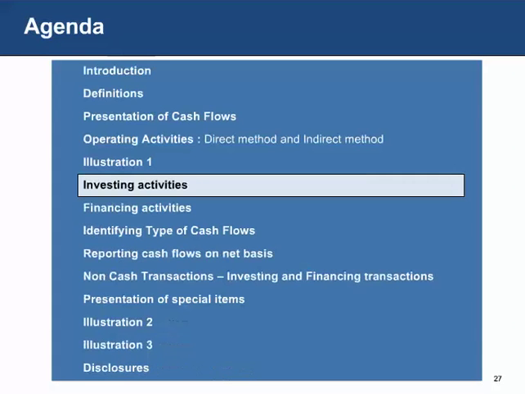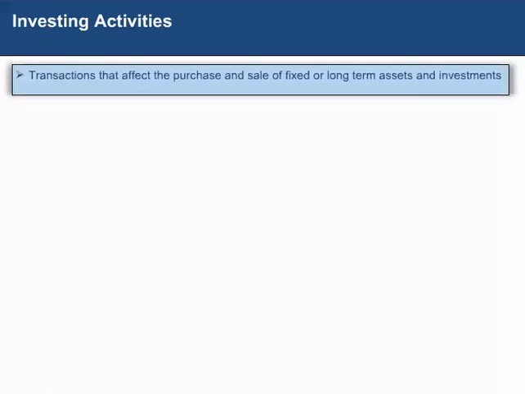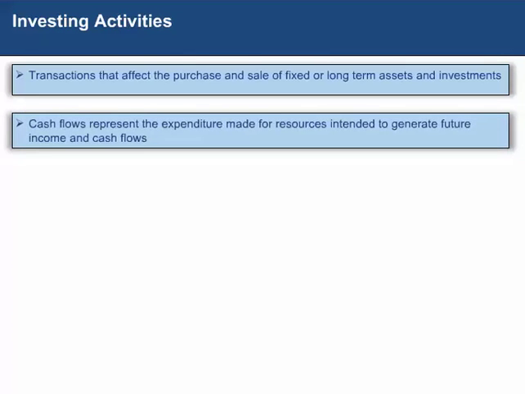So friends, after understanding operating activities and the two methods, direct and indirect methods, to compute and present cash flows from operating activities, let's come down to cash flows from investing activities. So friends, cash flows from investing activities are the transactions that affect the purchase and sale of fixed or long-term assets and investments. So these are basically the cash flows that represent the expenditures made for resources intended to generate future income and cash flows.